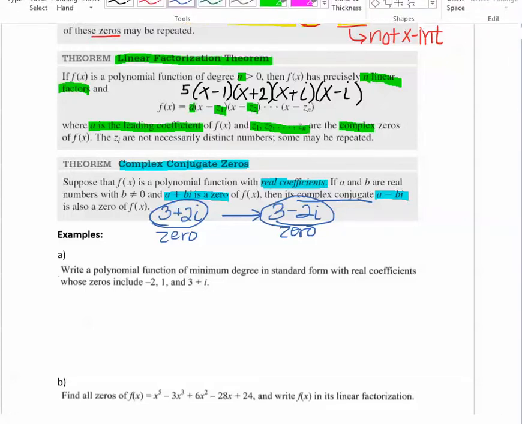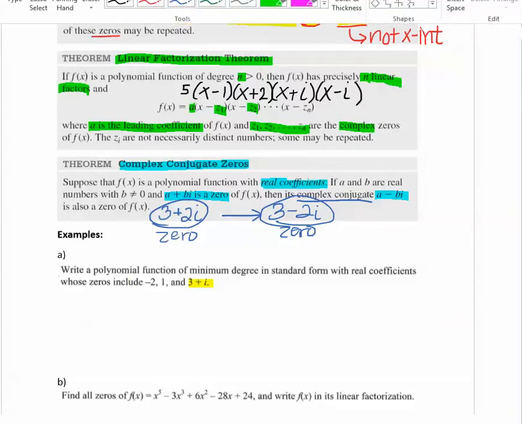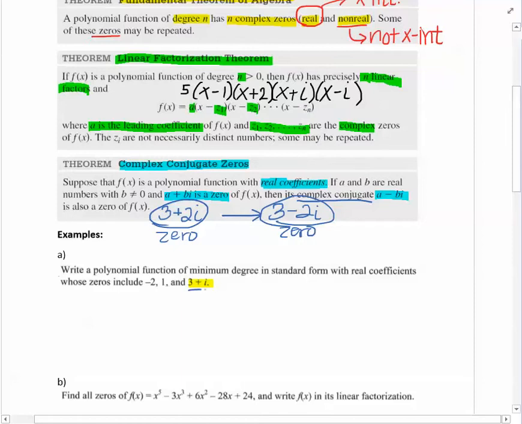So the first thing you should notice here is you have this 3 plus i. And so that means, by this theorem, that its conjugate is also a 0. It has to be a 0. So if you see 3 plus i, 3 minus i has to be included. They're not listing it, but it's there.